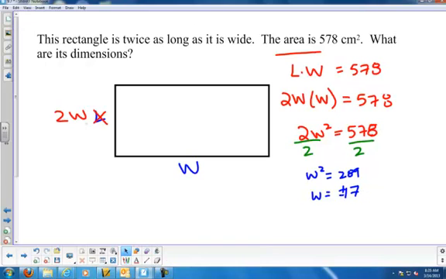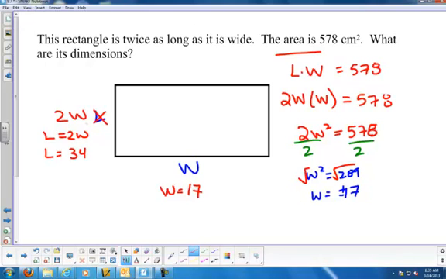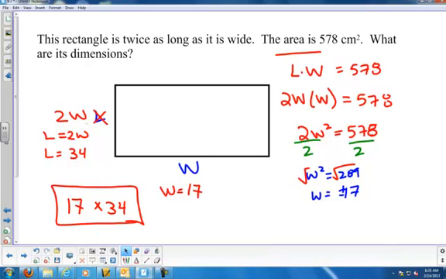In this instance of the story problem, the negative 17 doesn't make sense to have dimensions of a rectangle of negative 17, so we're just going to work with the 17 here. Therefore, the width is 17, and since the length is twice the width, the length is going to be 34. So the dimensions are a 17 by 34 rectangle.